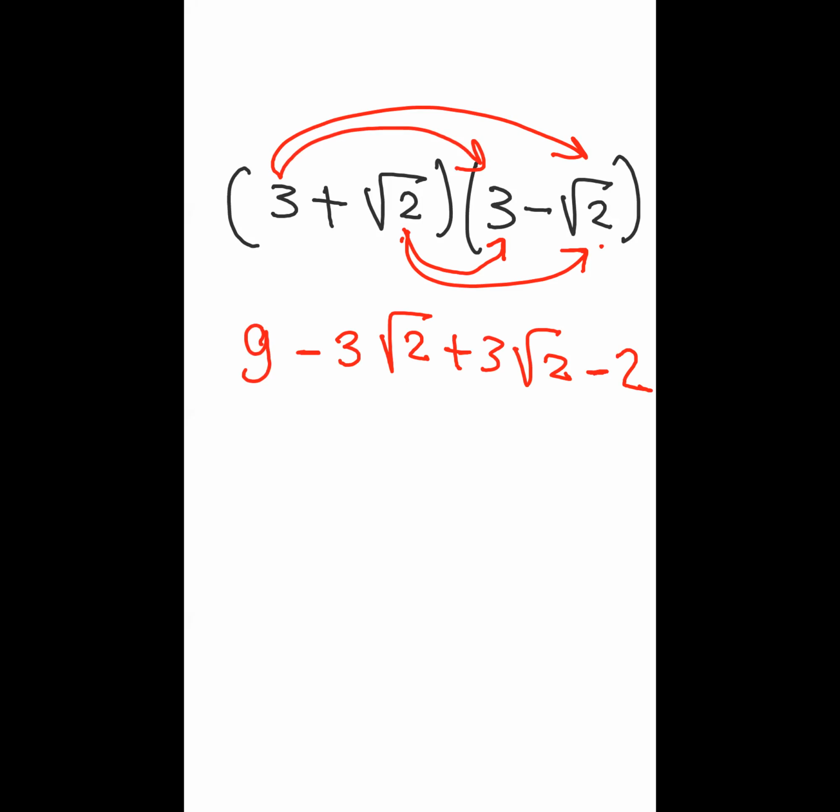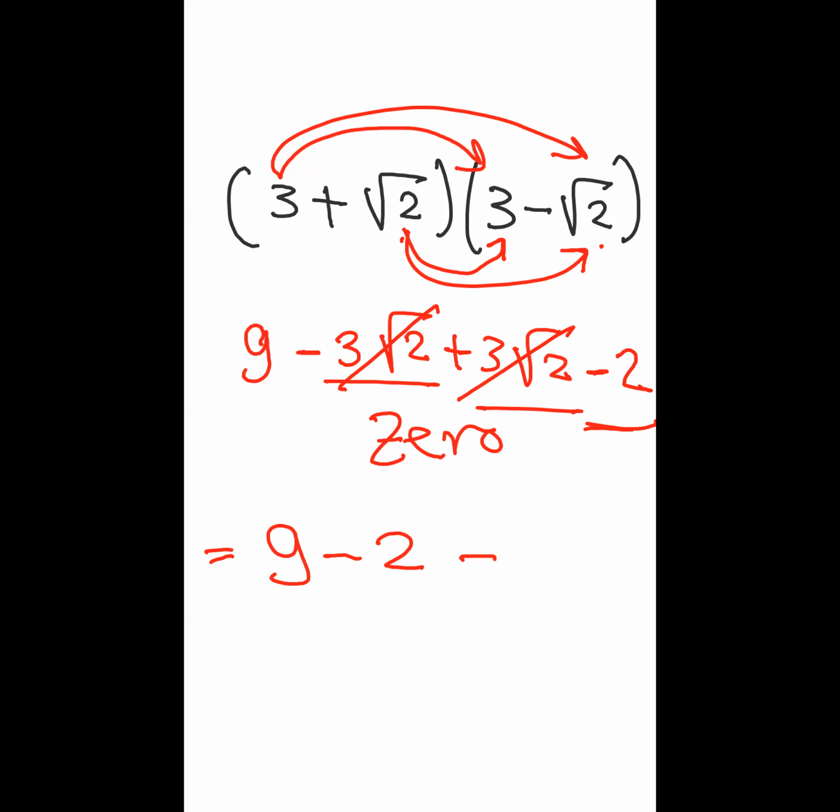So negative 3 square root of 2 plus 3 square root of 2. So this is 0, of course. So it will equal 9 minus 2, which will equal also 7. The same result, subhanallah.